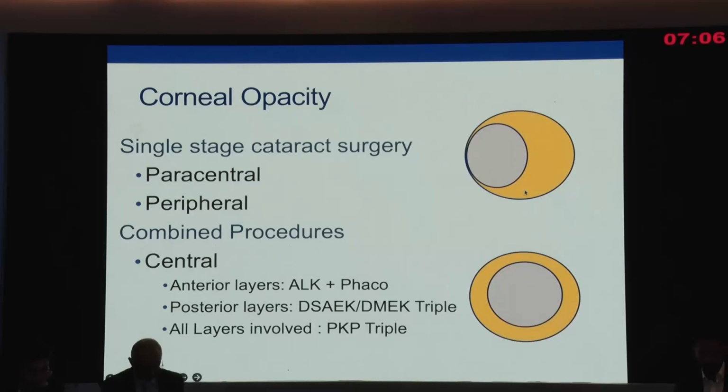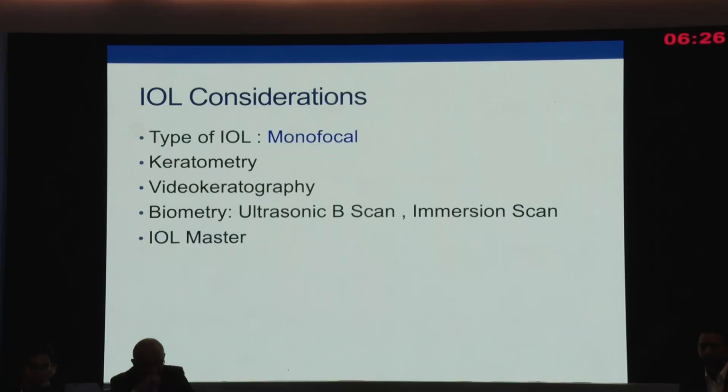So, like I say always, one half of the cornea should be clear. So you can actually do phaco through the half of the clear cornea because you can see all the maneuvers, and everything that is hiding underneath can be pushed into the area of visualization. But this can only be done if the opacity is peripheral or paracentral. If it is central, then it cannot be done because it has to be combined with a corneal transplantation procedure. If it is very superficial, then PTK or ALTK with phaco, or DSEK-DMEK triple, depending upon whether endothelium is involved, and PKP triple if all layers of the cornea are involved.